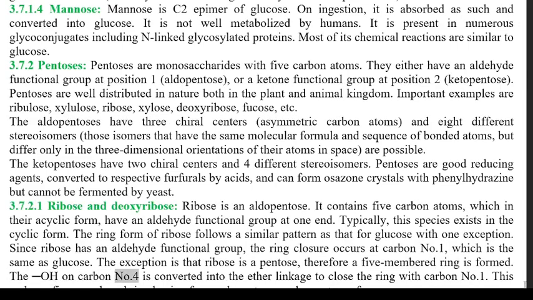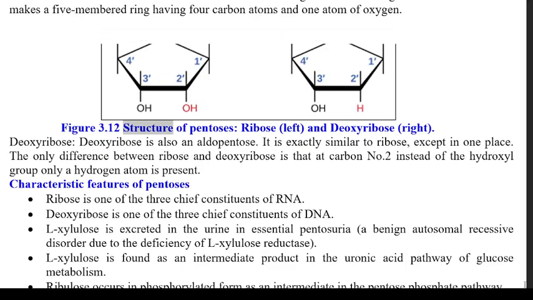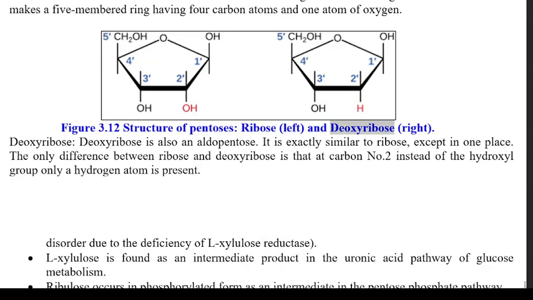The O on carbon number 4 is converted into the ether linkage to close the ring with carbon number 1. This makes a 5-membered ring having 4 carbon atoms and 1 atom of oxygen. Figure 3.12 Structure of pentoses, ribose, left, and deoxyribose, right.